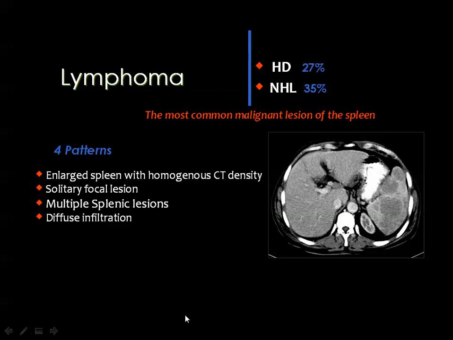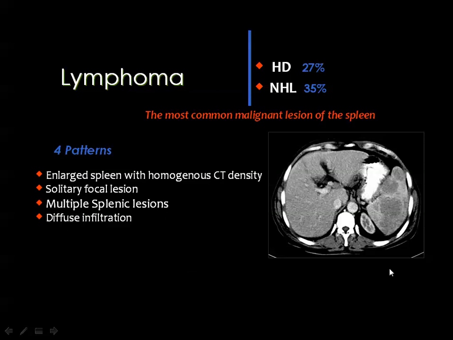And we came to the lymphoma, and lymphoma is the most common malignant lesion of the spleen. The spleen is involved by Hodgkin disease in about 27% of the cases, and in cases of non-Hodgkin lymphoma in about 35% of the cases. We have four patterns of splenic involvement by lymphoma. Number one is enlargement of the spleen with homogeneous CT density, no focal lesions, solitary focal lesion, multiple splenic focal lesions, and a diffuse infiltration.